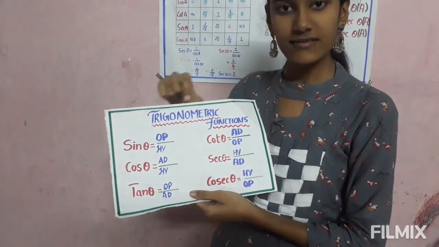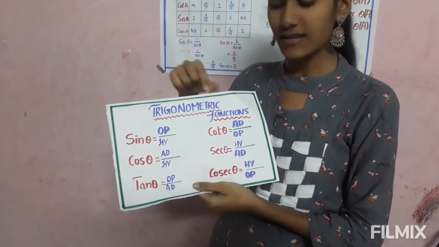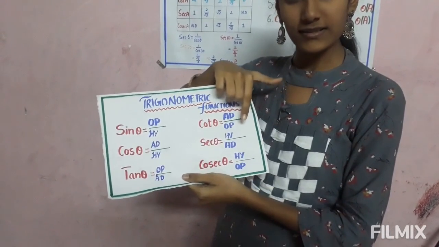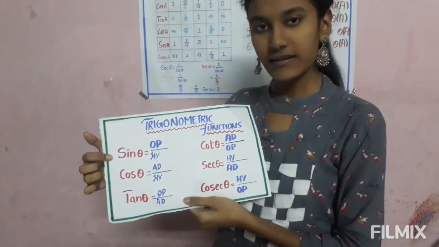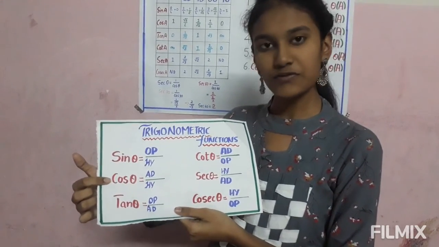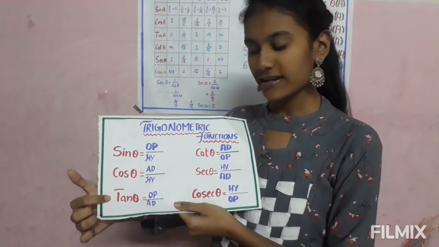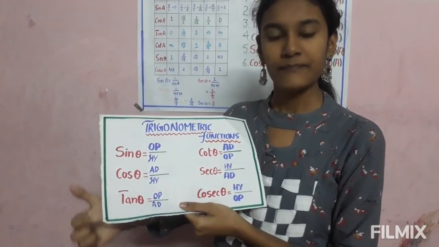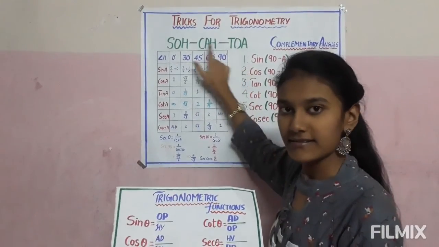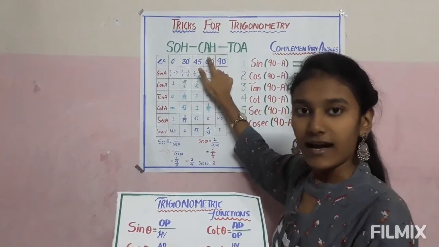We know there are six trigonometric functions: sin theta, cos theta, tan theta, cot theta, sec theta and cosec theta. And their ratios are sin theta equals opposite by hypotenuse, cos theta equals adjacent by hypotenuse and tan theta equals opposite by adjacent. Now, the trick is that we have to just learn these 9 letters. They are SOH CAH TOA.